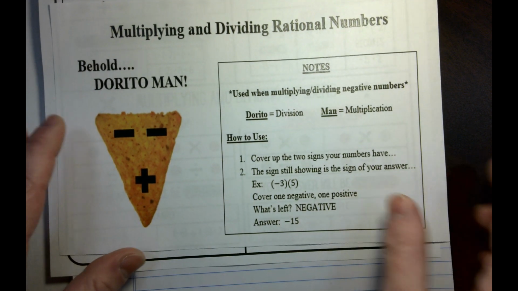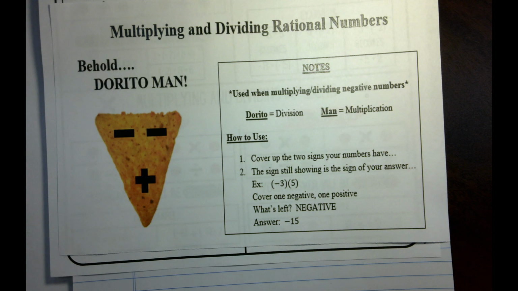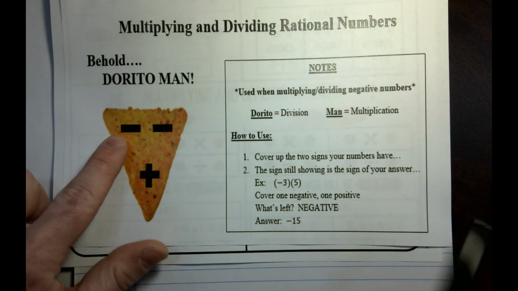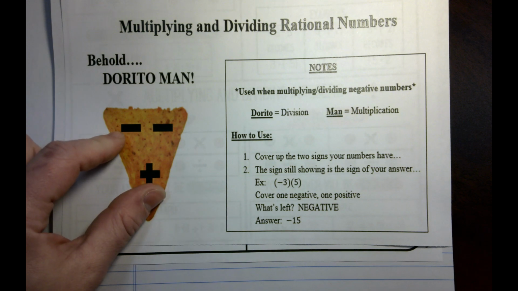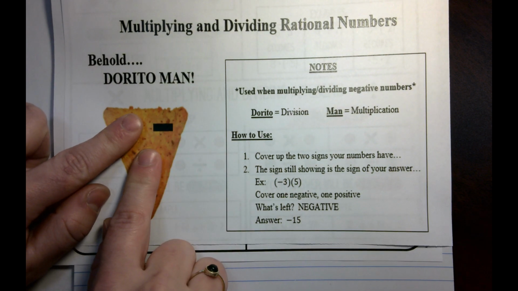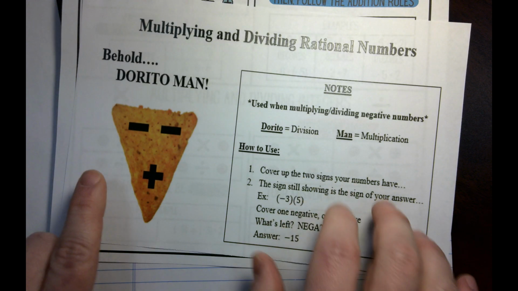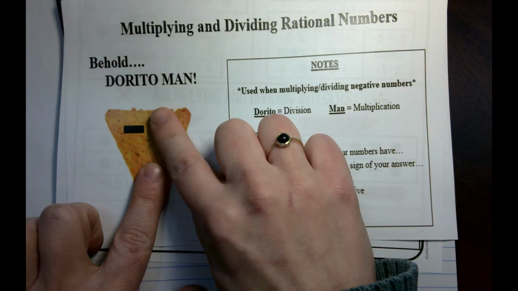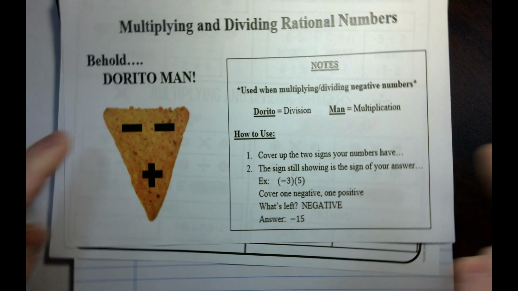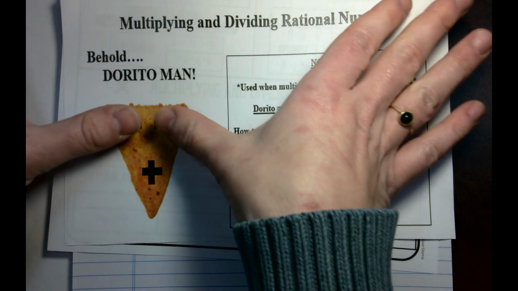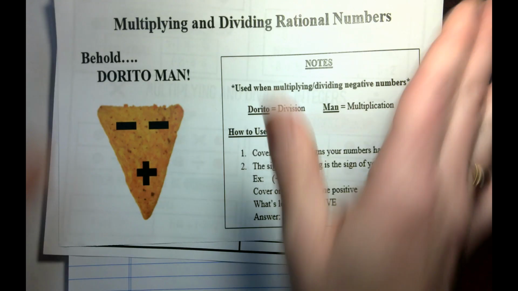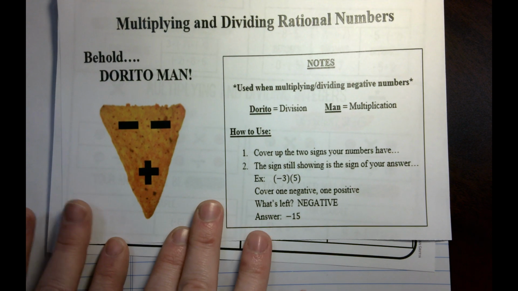Whenever we are multiplying two numbers together, if we have a negative number times a positive number, if you cover them up, your answer is a negative because that's all that's left. If you multiply a positive number times a negative number, your answer is negative because that's all that's left. If you multiply two negative numbers, cover them up, your answer is positive because that's all that's left. So this is another little cheat sheet you guys can use.